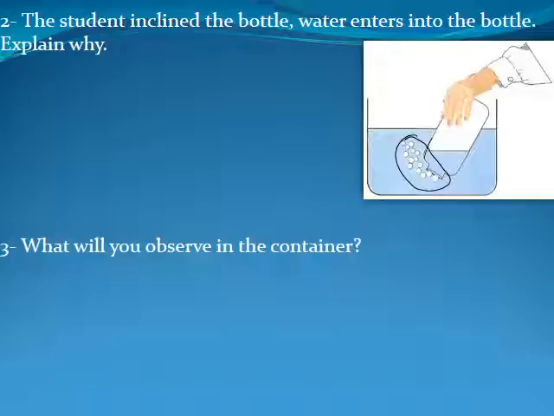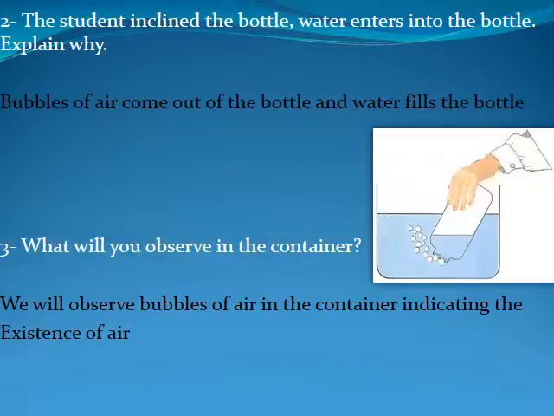3. Yes, Lua. What will you observe in the container? What you are going to see in the container? We will observe bubbles of air in the container. What does this indicate? This indicates the existence of air. So, the student inclines the bottle, water enters into this bottle. Explanation: bubbles of air come out of the bottle, so the water can fill this bottle. What will you observe in the container? We will observe bubbles of air in the container. What does this indicate? This indicates the existence of air.